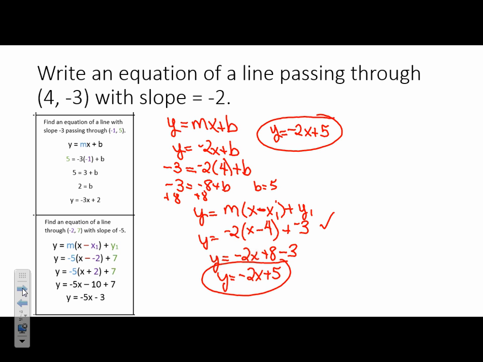Absolutely. It's also on your foldable. It's called point slope on your foldable. This is just a modified version of point slope. The key, though, is that this is a negative. You have to change the sign of the x when it's in parentheses with x. So y equals m times x minus its coordinate. If it was already negative, it becomes positive, plus the y coordinate. Okay? All right, last example.